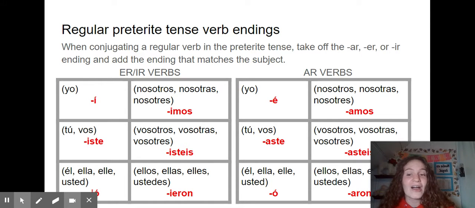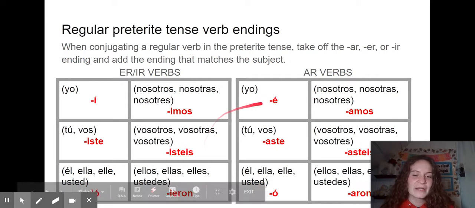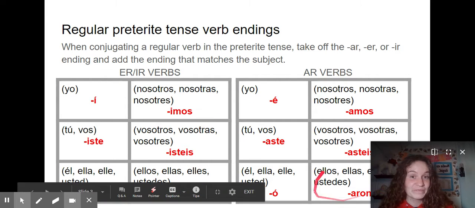If it's an ER or IR verb, then the ending should be ieron, I-E-R-O-N. And that would also go for anything that is plural. So if you're talking about the cars or the dogs or any plural objects, then that would be ending ieron. And if it's an AR verb, then that would be aron. So here's our verb endings. We're going to use these over and over again.